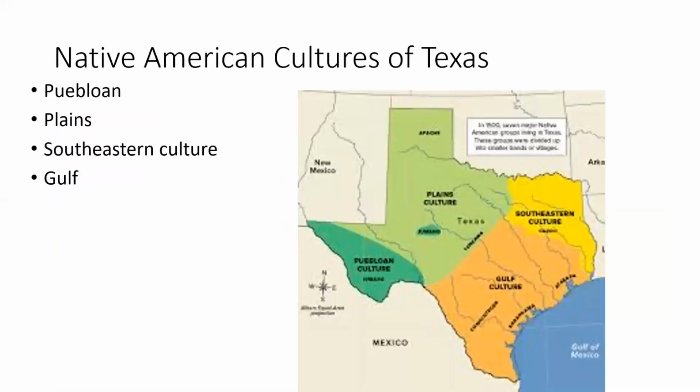Native American cultures in Texas, keeping in mind, were in these particular regions. When we talked about the regions and how they looked, these Native Americans had to adapt and move around. The major ones we're looking at are the Puebloan, the Plains, the Southeastern culture, and the Gulf. Take a look at this map and see where they're located. How do you think these Native Americans adapted to these cultures? What was it like in these areas? We did an activity on this. Let's go ahead and dig a little deeper.